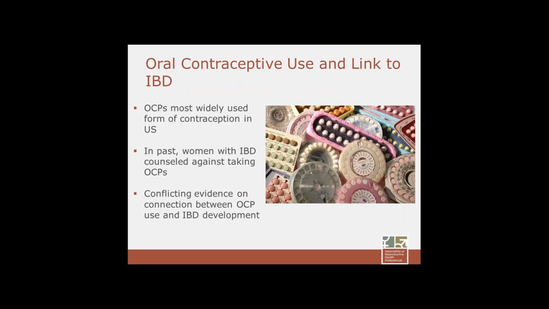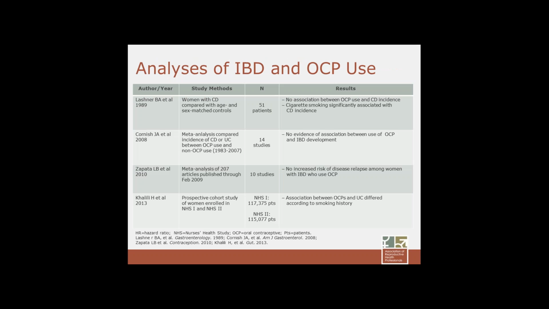So there have been data to suggest that the use of oral contraceptives leads to the development of IBD. However, it's very mixed data, and oral contraceptives are the most widely used form of contraception in the U.S. And again, in the past, women with IBD had been counseled against taking them, but the evidence is very conflicting. So next slide. There are actually 4 studies in the published literature. One was done back in the late 80s, actually by myself and colleagues at the University of Chicago, and we did not find any association between contraceptive use and the incidence of Crohn's disease.